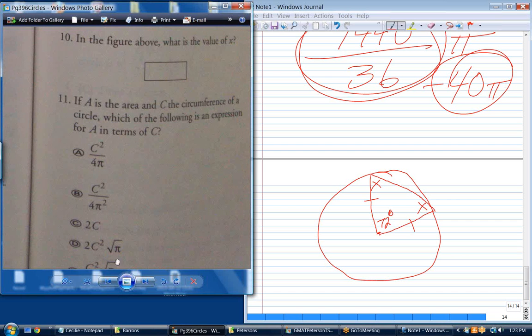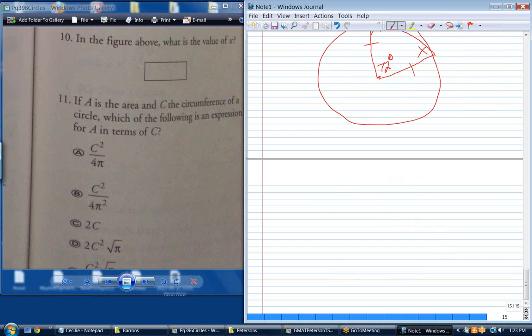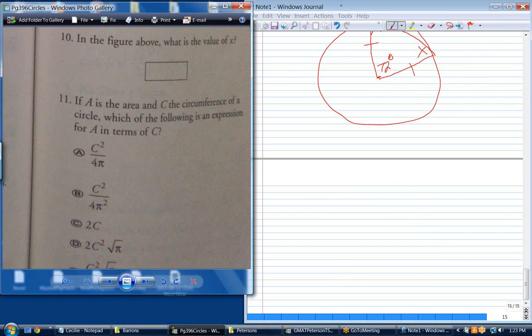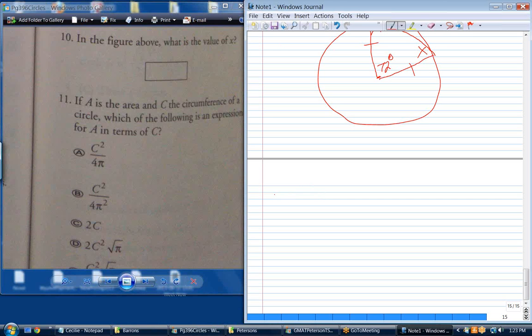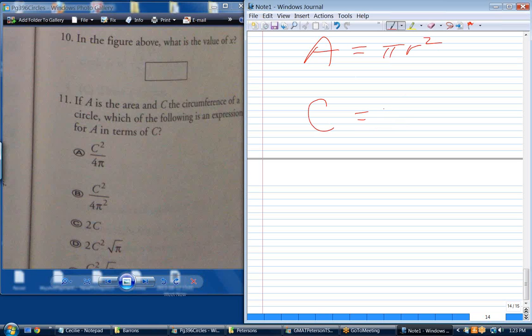Number 11, I'm missing the E part, but that shouldn't matter. We should be able to do this even without multiple choice. If A is the area and C the circumference of a circle, which of the following is an expression for A in terms of C? Let's start with what A is equal to and what C is equal to. A is equal to pi r squared, and C is equal to 2 pi r. Now how are we going to relate A in terms of C?